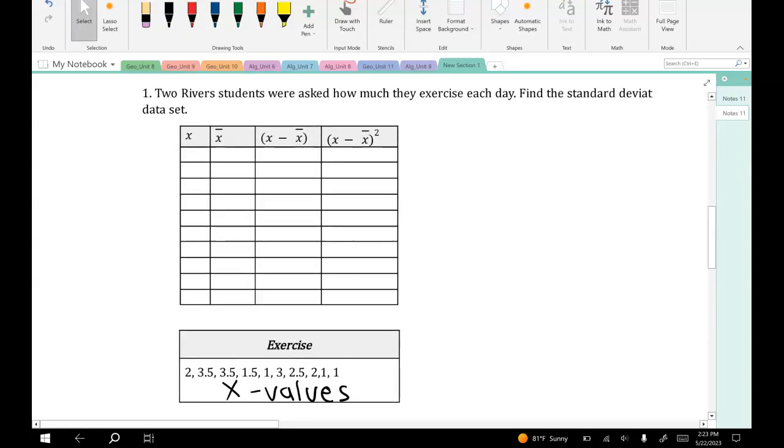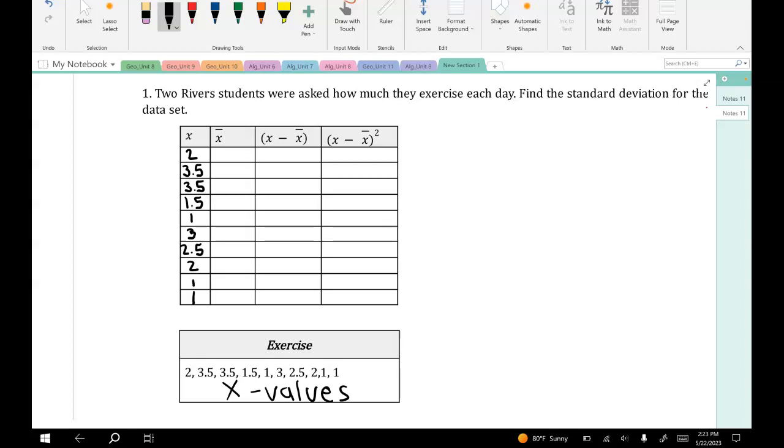So you'll list in here, it doesn't matter the order you list them in. You'll do 2, 3.5, 3.5, 1.5, 1, 3, 2.5, 2, 1, and 1.